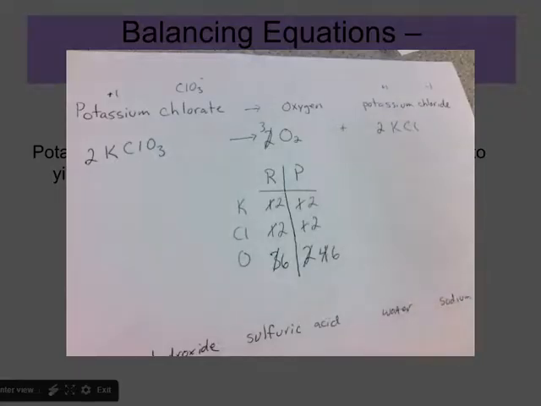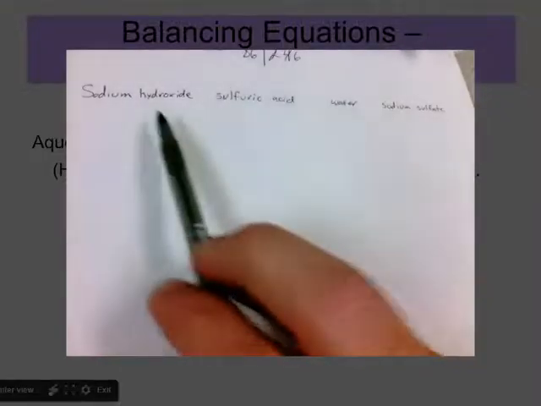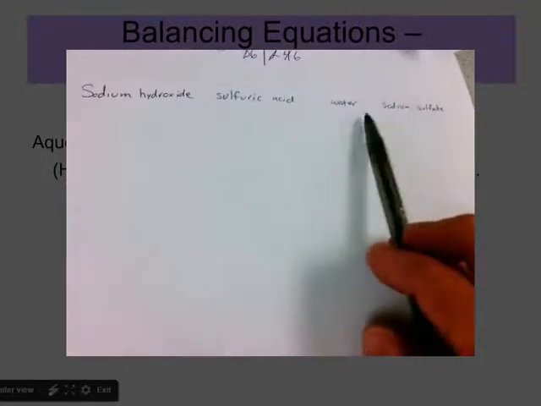All right, let's take a look at the next one. Aqueous sodium hydroxide is added to sulfuric acid, and that formula is given because we haven't really talked about how to name acids. And then it tells us that the products are water and sodium sulfate. So I went ahead and wrote out the words so we can write all of our formulas.